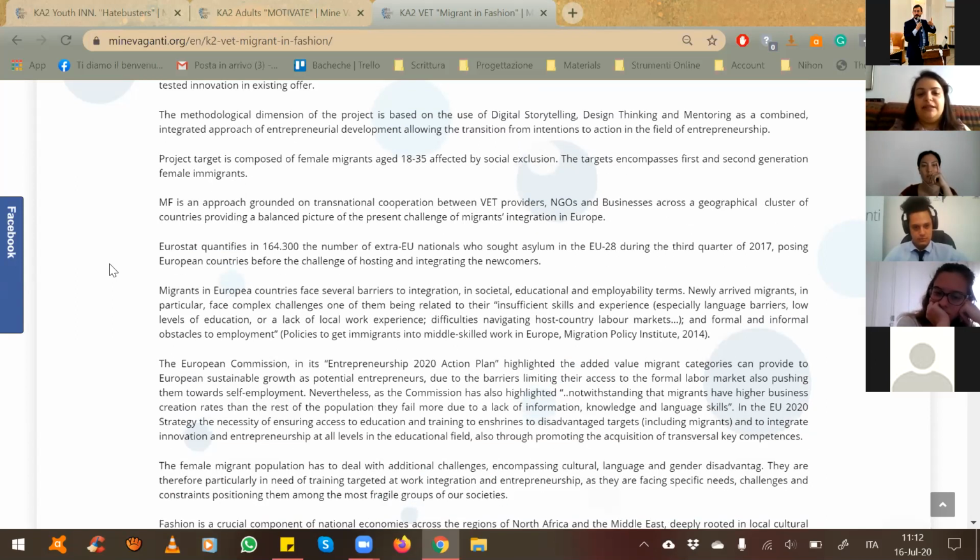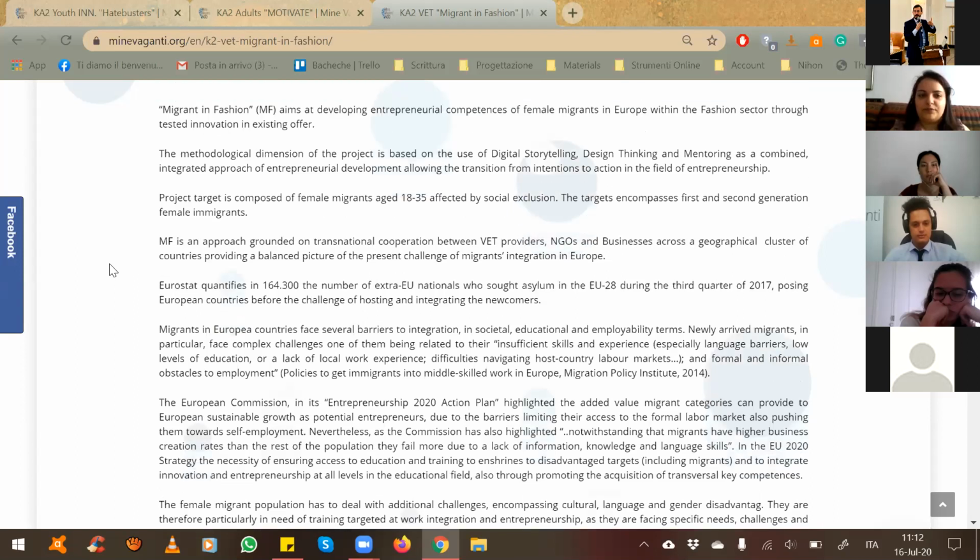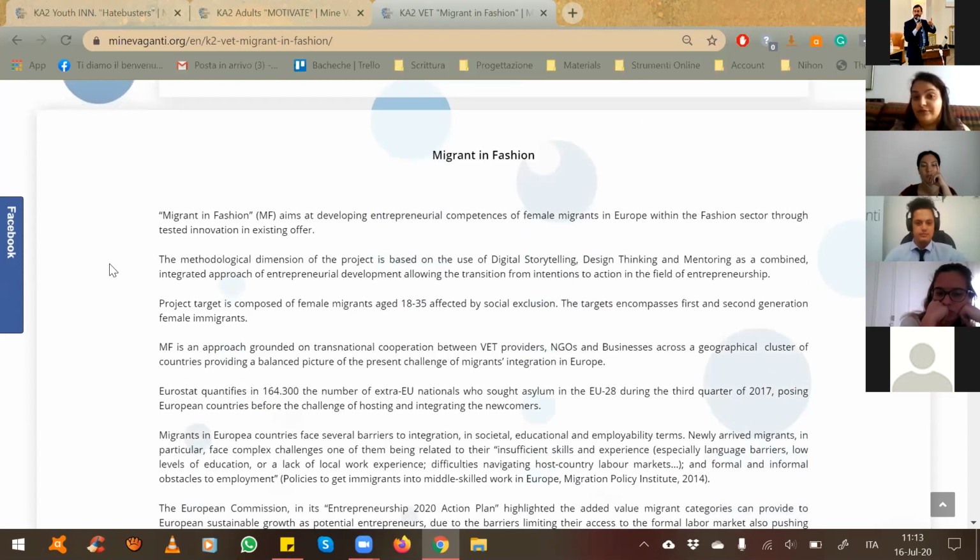And now we will collect all the local programs and we will create the guide. So we create one unique long-term program to train young women aged 18-35 with migrant backgrounds in order to open their own business. Of course, we're not talking about a huge business in fashion. And I mean, we are in Erasmus Plus, so we will not give them the money.